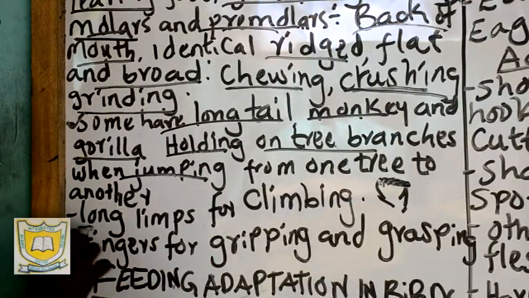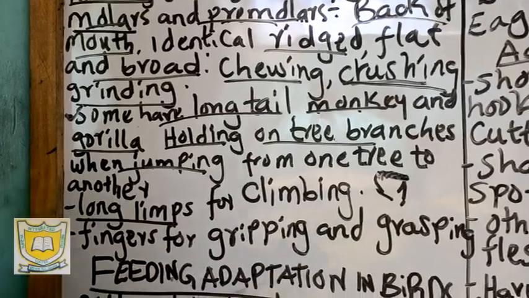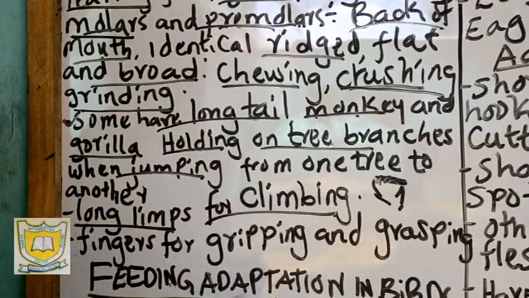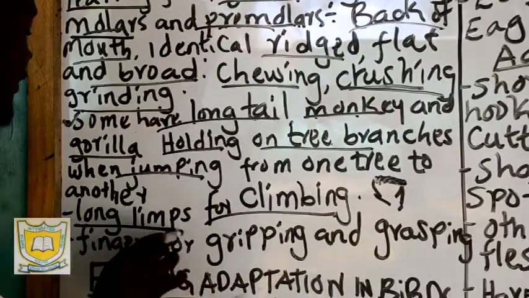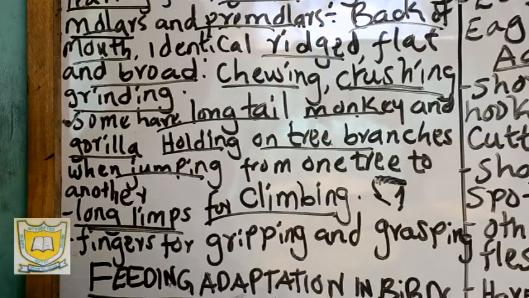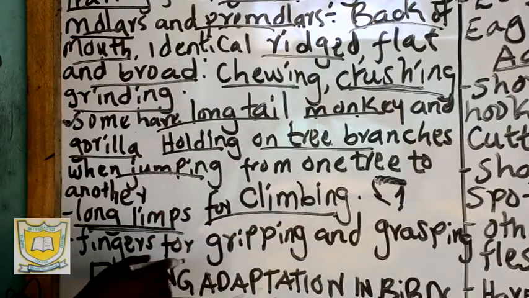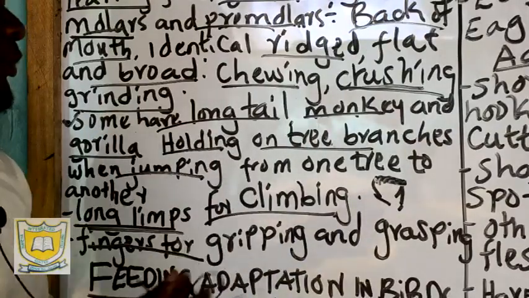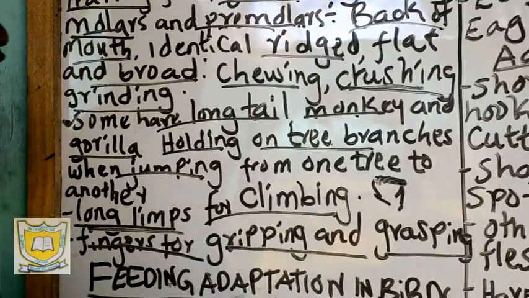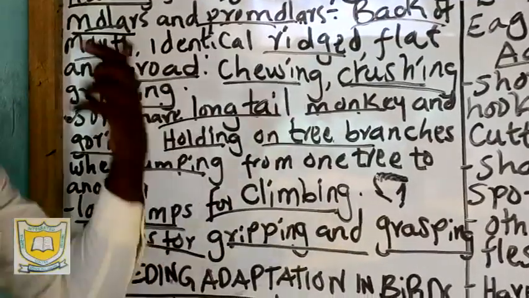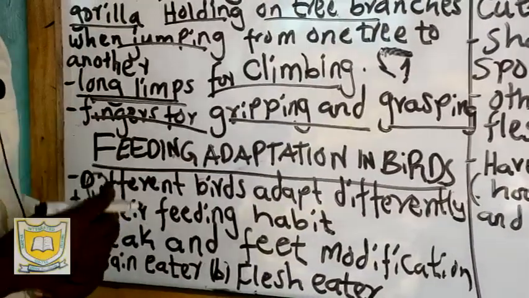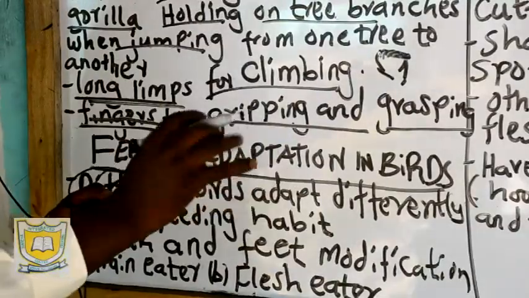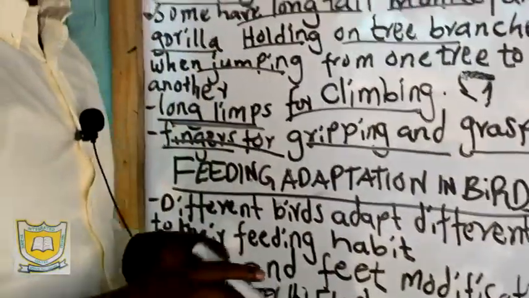Also they have long limbs. These long limbs help them for climbing. When it wants to climb to another tree, either to look for food, the long limbs help the animal to move from one zone to another. They also have fingers. These fingers help them for gripping and grasping food, so that they can take the food into their mouth. When you look at your hands, you have fingers. These fingers help us to hold and grip the substances that we are supposed to eat.